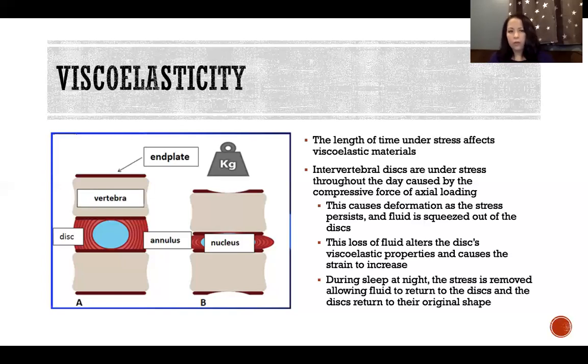Okay, so the viscoelasticity in this case really matters, because the length of time under stress, going all day like that, makes a big difference. There's a very big difference between 20 minutes of axial loading and 18 hard hours of axial loading. Those are very different things. And so the reason that time matters is because of the viscoelastic properties of the discs.